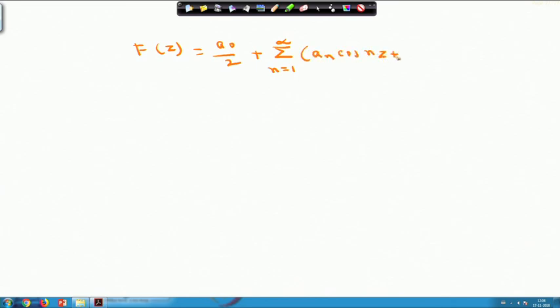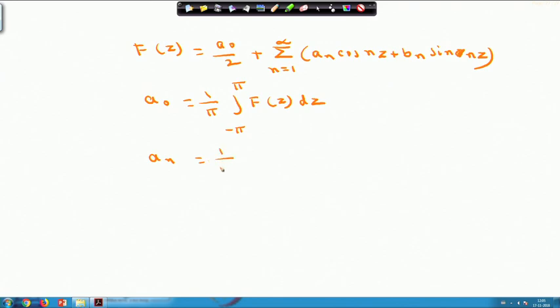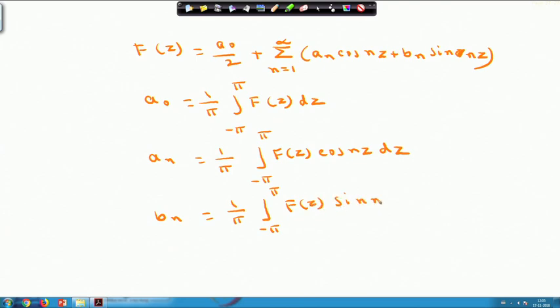a_n cos n z plus b_n sin n z, where you know a naught equals 1 by pi integral from minus pi to pi of F(z) dz, your a_n will be equal to 1 by pi integral from minus pi to pi of F(z) into cos of n z dz, because I have to write down cos of n z, and b_n equals 1 by pi integral from minus pi to pi of F(z) into sin of n z dz.